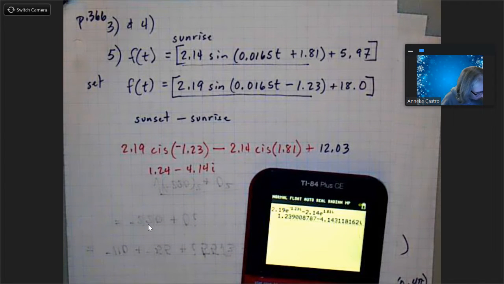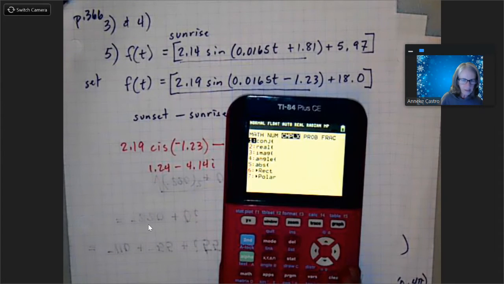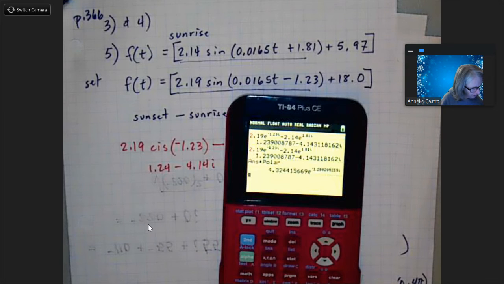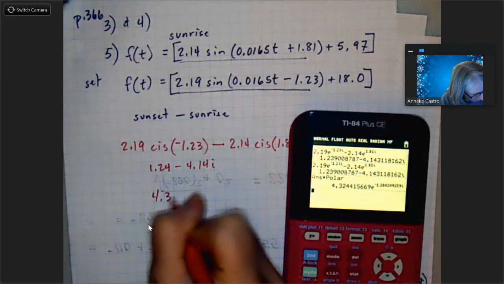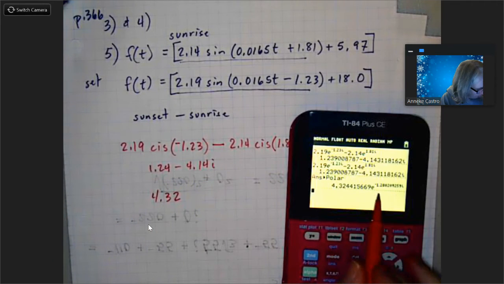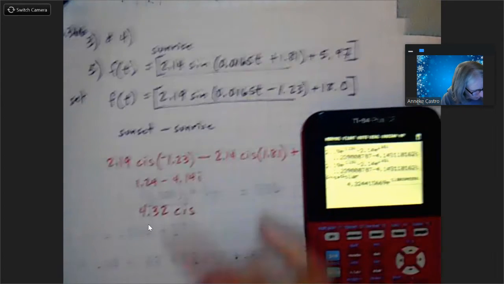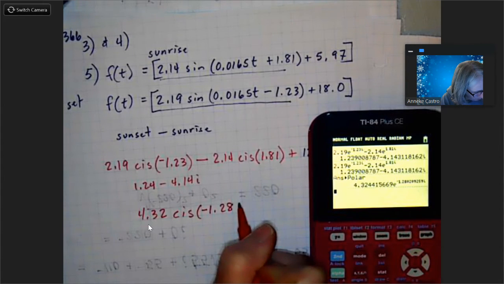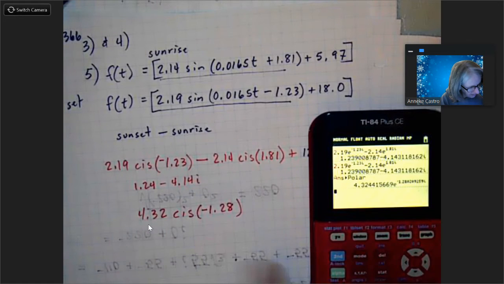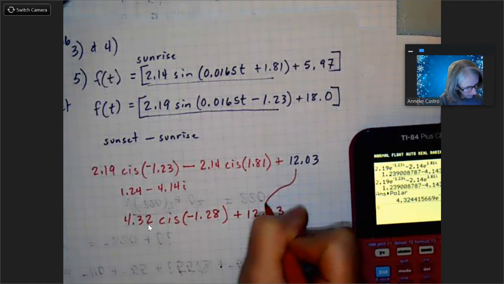So I'm going to take my answer, and I'm going to go math, complex, change it to polar form. Enter again. And there it is. I get 4.32. And see how it says e to the blah, blah, blah? I can change that to cis. And it's a negative. So cis negative 1.28. I'm using three significant figures. So this minus that gives me this. And I still have my plus 12.03 that I'm bringing down from there.